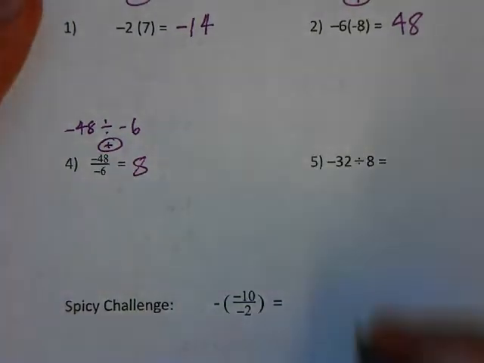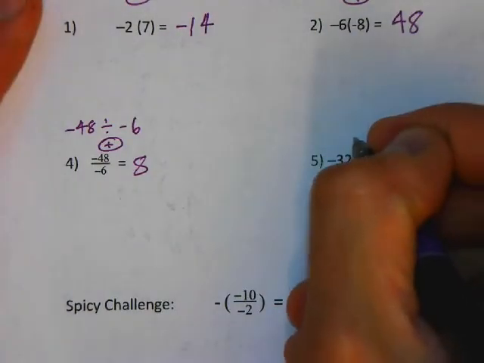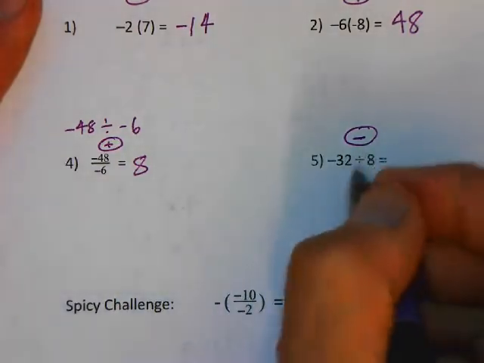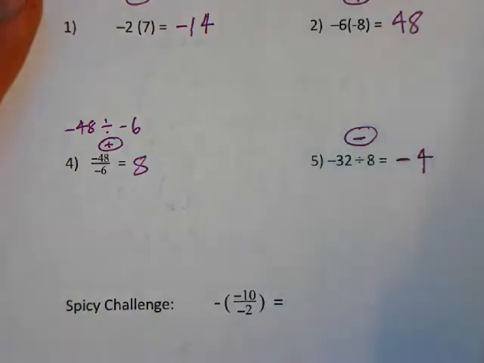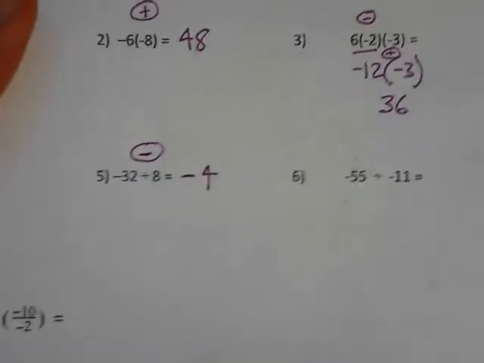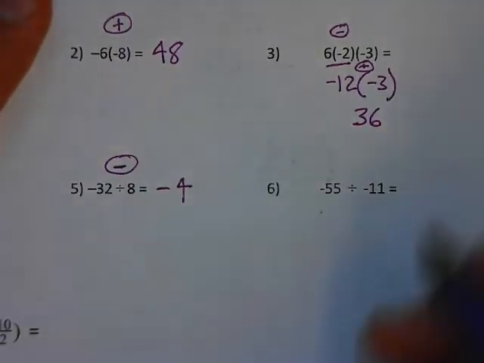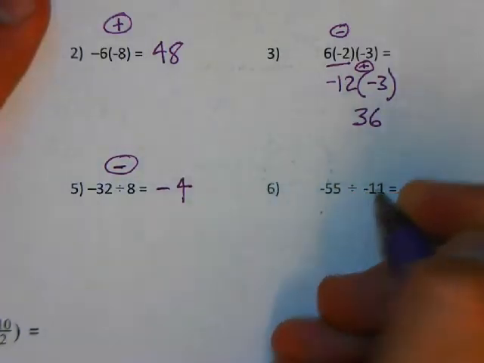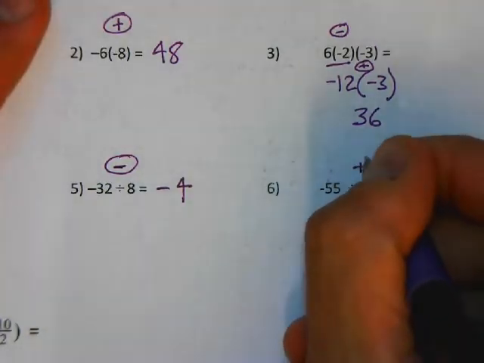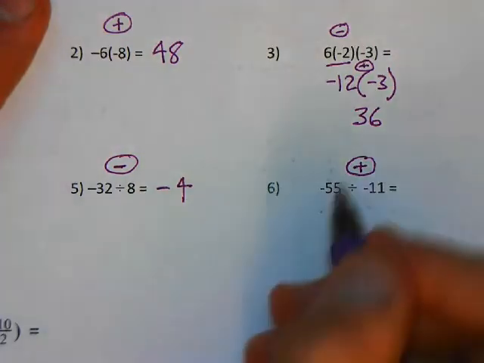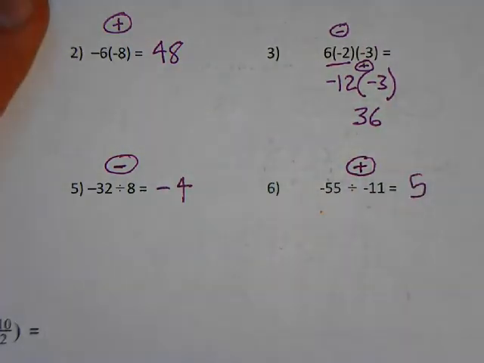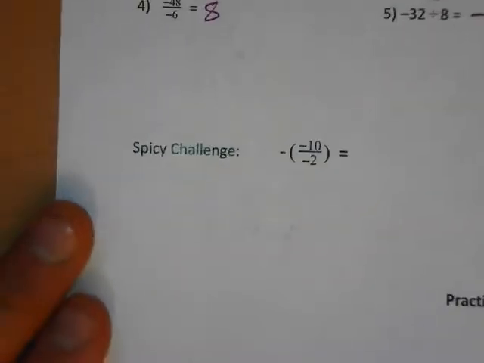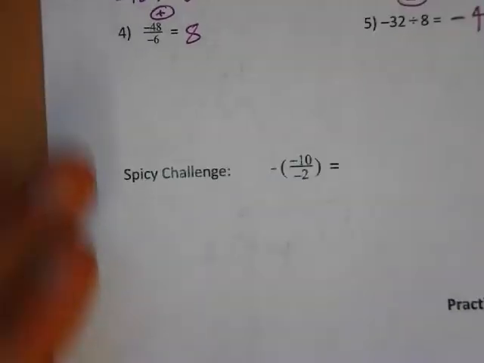Okay, negative 32 divided by 8. They have different signs, so it's going to be a negative. 32 divided by 8 is 4. That means it's negative 4. Negative 55 divided by negative 11. They have the same sign. So that means it's going to be positive. 55 divided by 11 is 5. Positive 5. Okay? And if you tackled this spicy challenge, good for you.